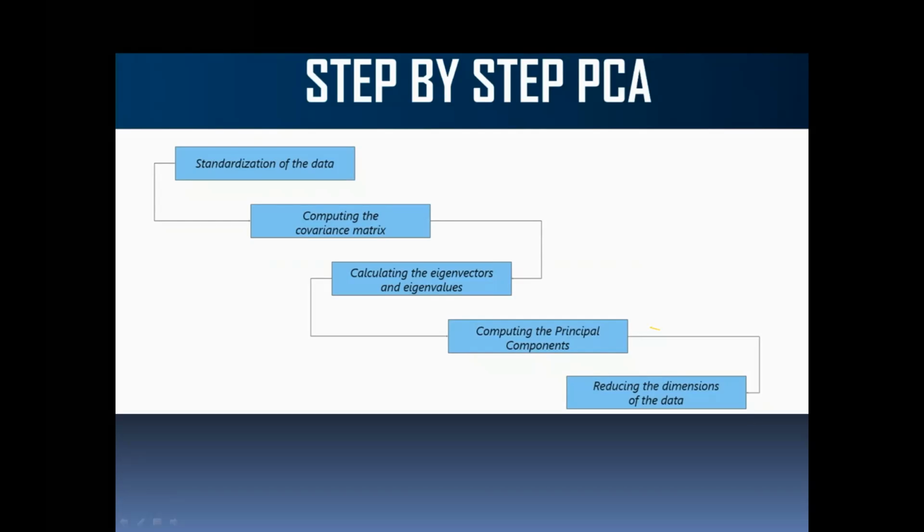We will see how this dimensionality reduction is done. The last step is a very key step. It is used for reducing the dimensionality of the data. After we have computed the principal component, this is the flow of the dimensionality reduction technique.